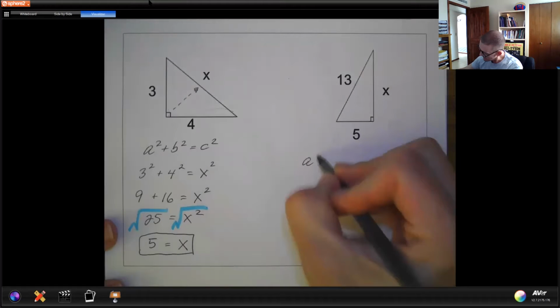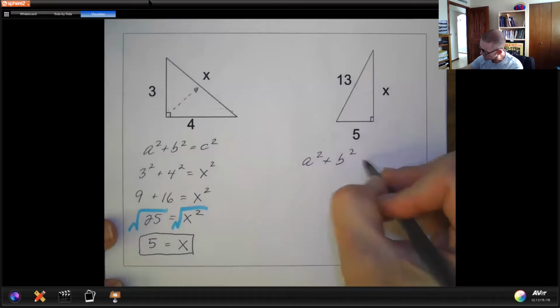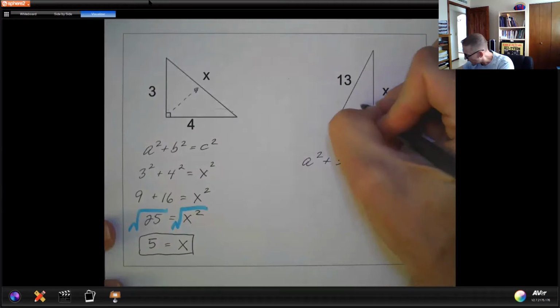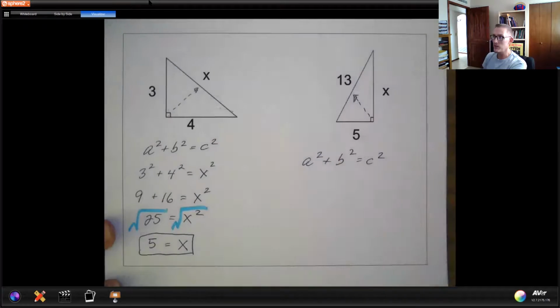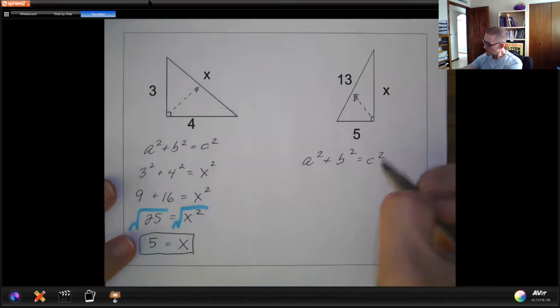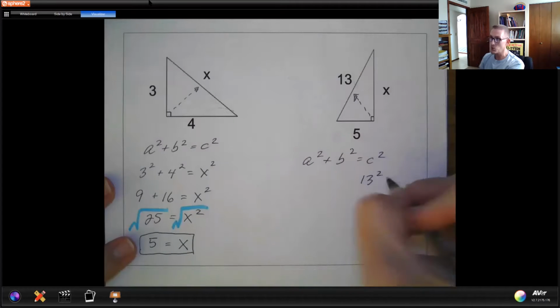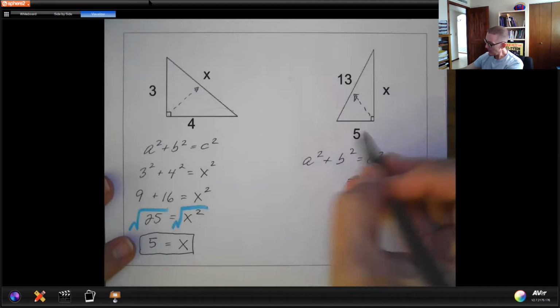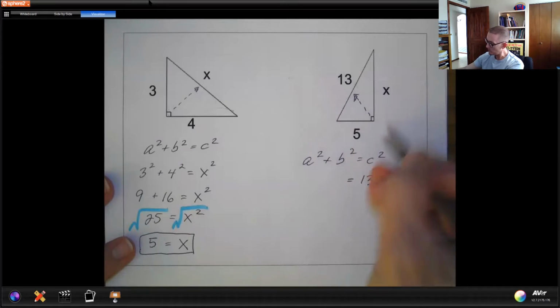So again, let's write down the Pythagorean theorem, a squared plus b squared equals c squared. And I'm going to draw my arrow. And remember, the arrow always points to side C. So this time I have a number where c squared is. So c squared is going to become 13 squared. Bring down the equals.